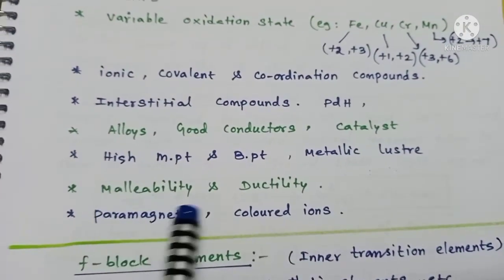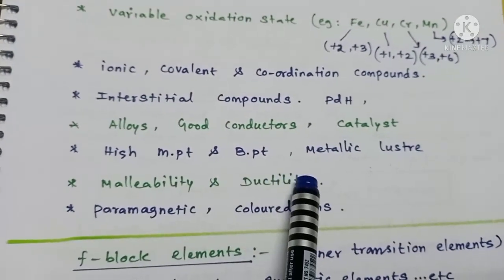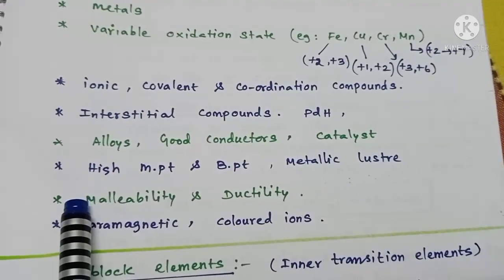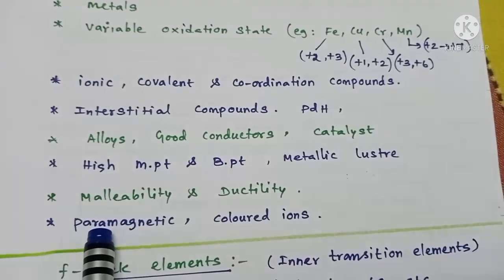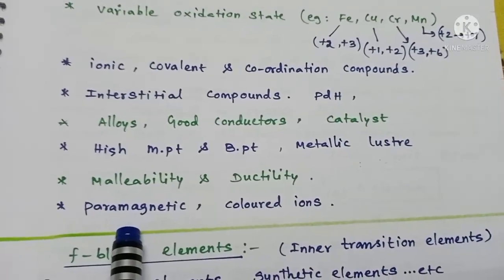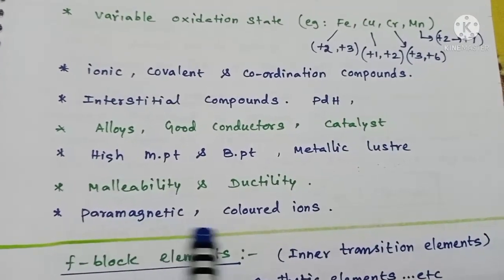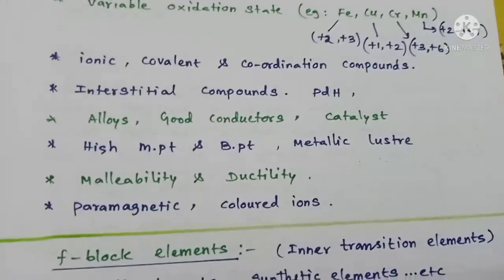Okay. They possess malleability and ductility. Malleability is nothing but making into thin sheets. Ductility is making into thin wires. Many D block metals can be easily made into thin sheets as well as thin wires. They are paramagnetic. Due to the presence of unpaired electrons, many D block metals have paramagnetic nature, which means they are attracted in a magnetic field, and they also form colored ions. Okay, many D block metal compounds are colored.